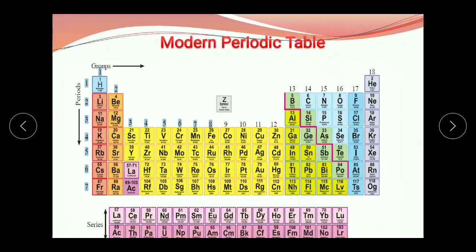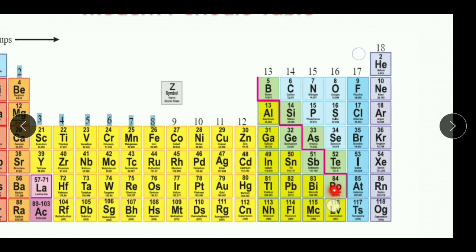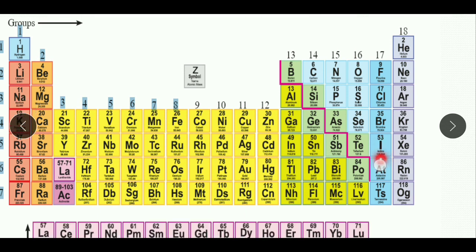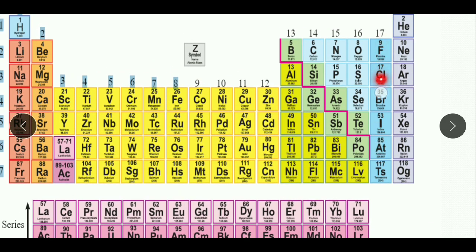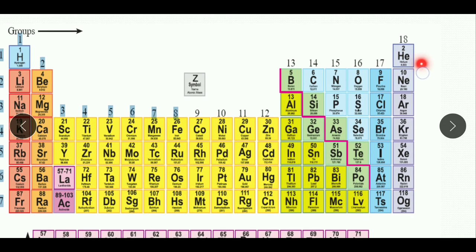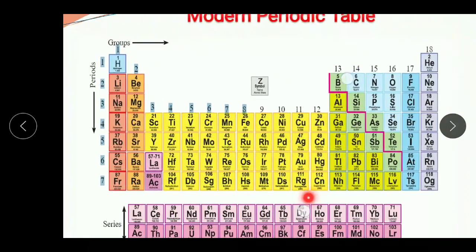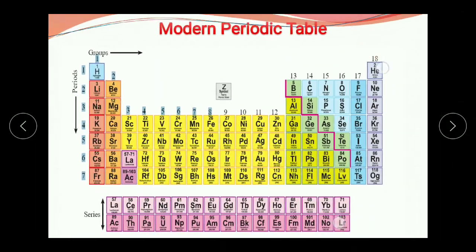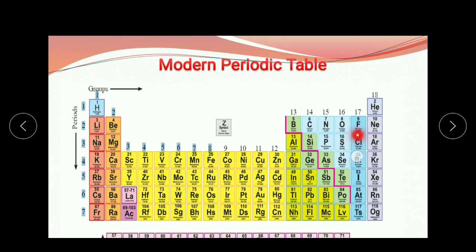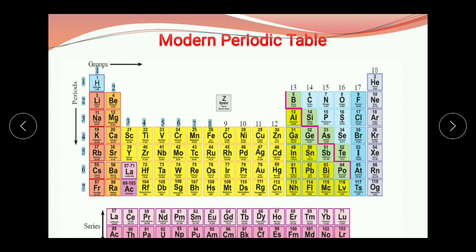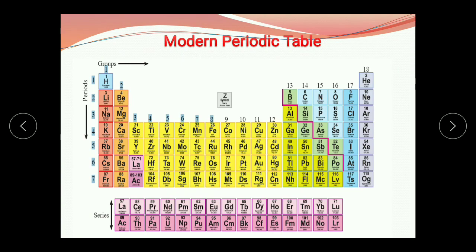As well as there are vertical columns, and if you see, all the halogens are placed in the 17th group here. This is the 17th group with fluorine, chlorine, bromine, iodine. We call them halogens. These are the inert gases, 18th group. In the first column, there are alkali metals. So the elements with similar properties are placed in one group, while the elements with increasing atomic number are placed horizontally.